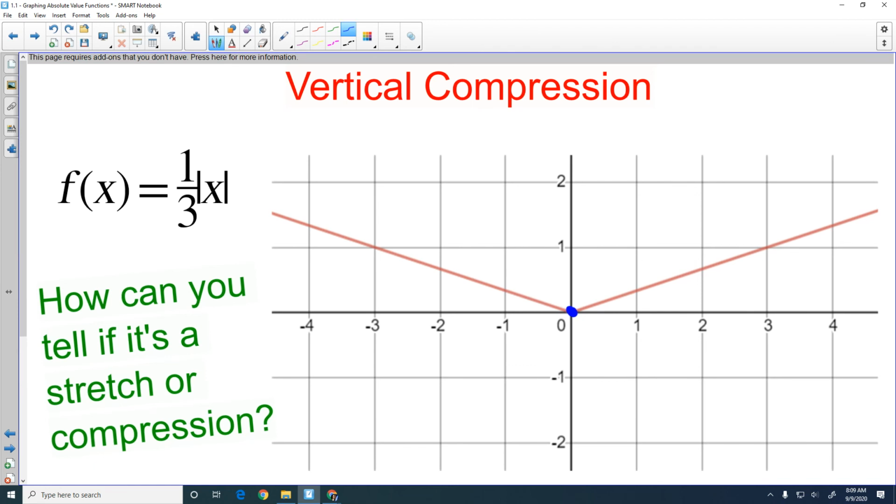So we still have the origin for the vertex, but then our first points, well, this is going to be 3, 1. And over here, this is -3, 1. So make sure you hit those points on your sketch.